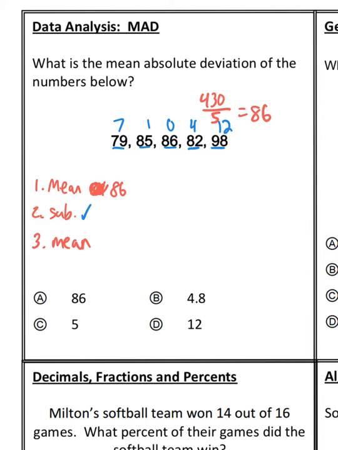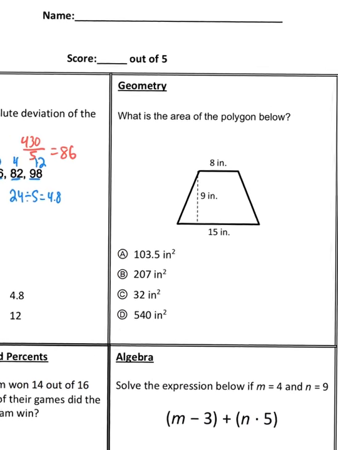So you have to add them up and divide by 5. So when I add them up, I have 12 plus 4 is 16, plus 0 is 16, plus 1 is 17, plus 7 is 24, and divide by 5. And when I do that, I get 4.8, which is the mean absolute deviation. Remember, the mean absolute deviation is the average distance each number is from the mean.